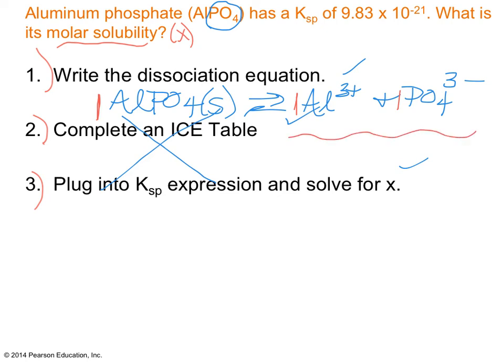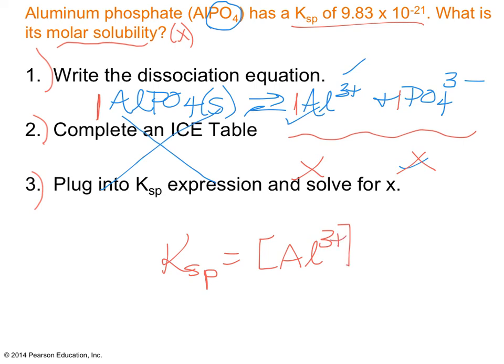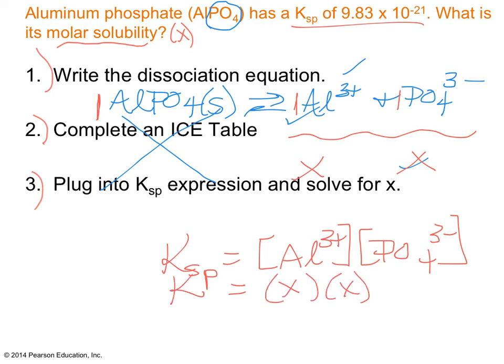I'm going to be lazy. I'll straight put in my equilibrium values of aluminum and phosphate ions. They're just X. I was given the Ksp value, so I'm going to write the Ksp expression. This is a pretty straightforward one. Okay, and put in my X values. I don't know solubility. Okay, so in this case, Ksp simply equals X squared.